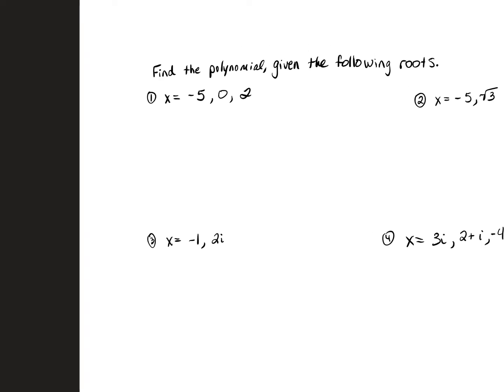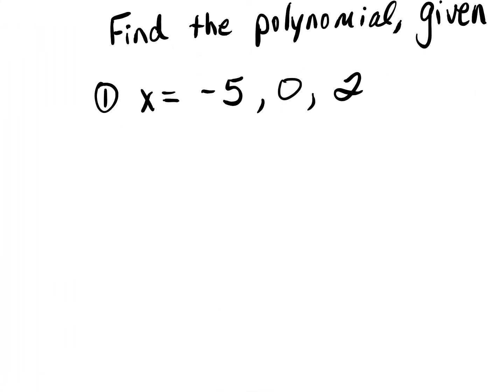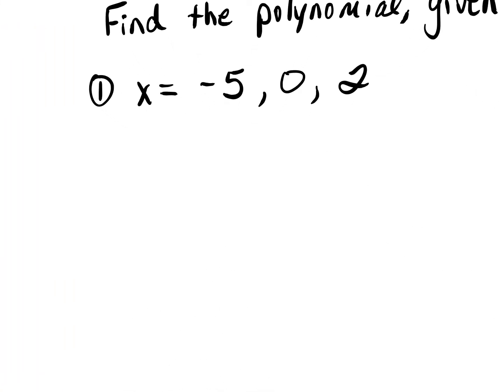All right, so let's look at number 1. How would I set up my factors here? x plus 5? Just x and x minus 2. Perfect. If 0 is one of your zeros, it's just x, because you wouldn't say x plus 0.